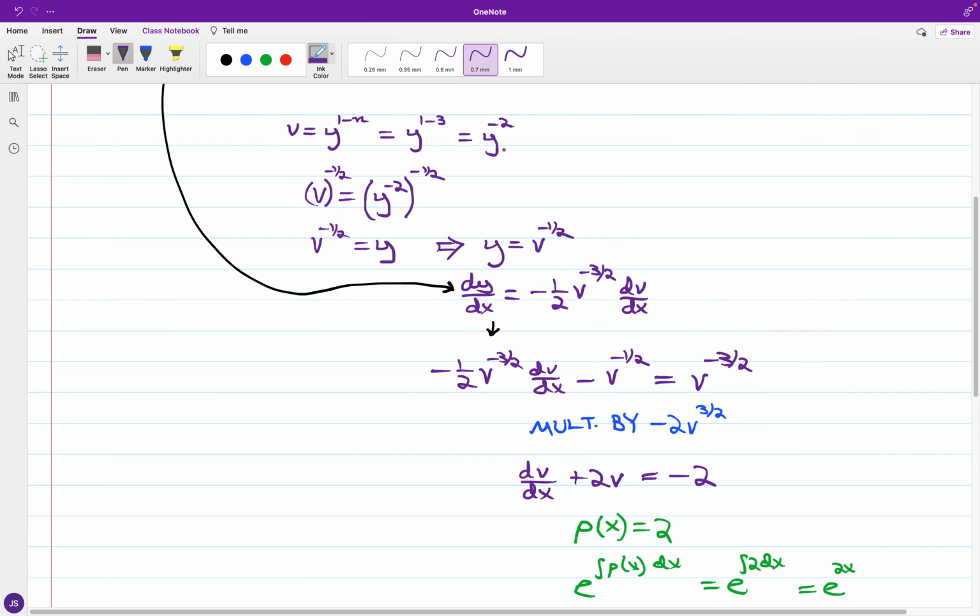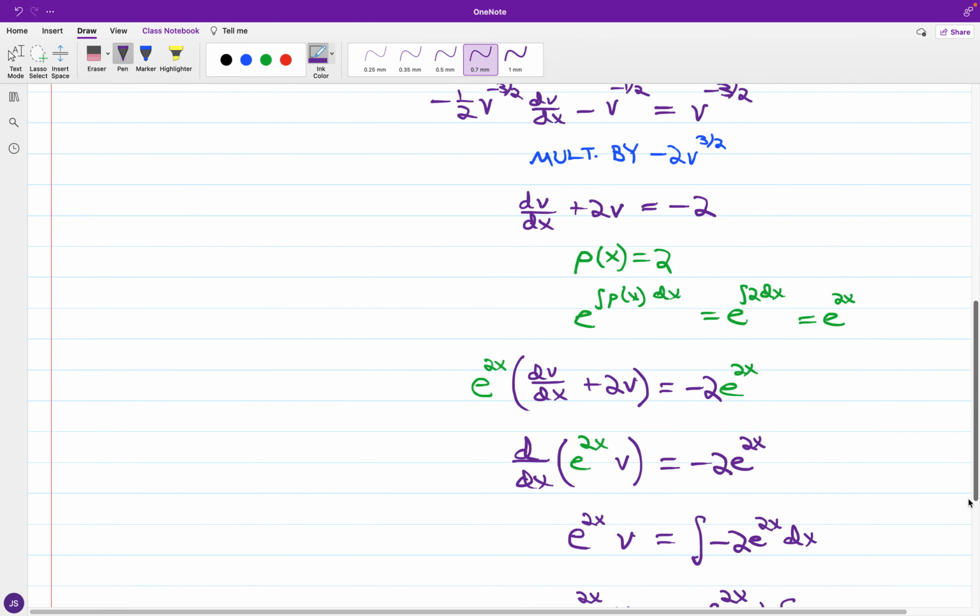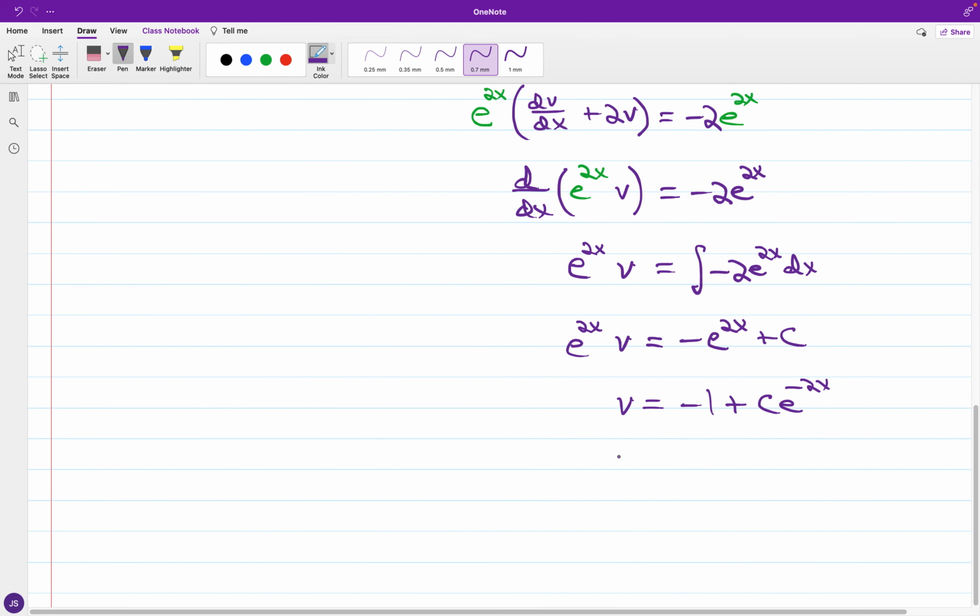And setting things back in terms of x and y, v was equal to y to the negative 2. So here we have y to the negative 2 is equal to negative 1, plus c times e to the negative 2x. Or in this case, we have 1 over y squared is equal to negative 1, plus c times e to the negative 2x.